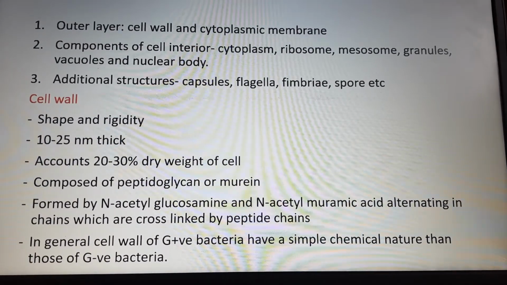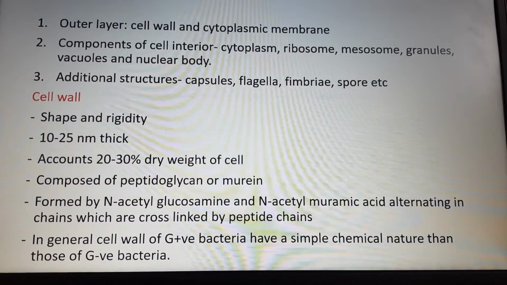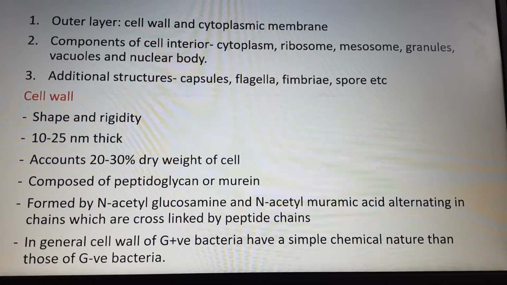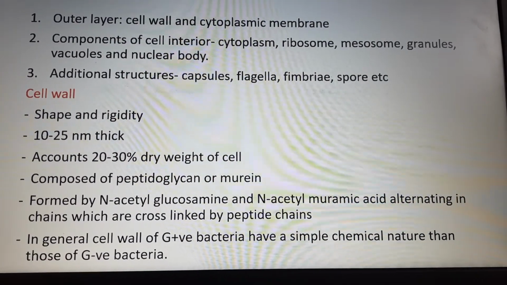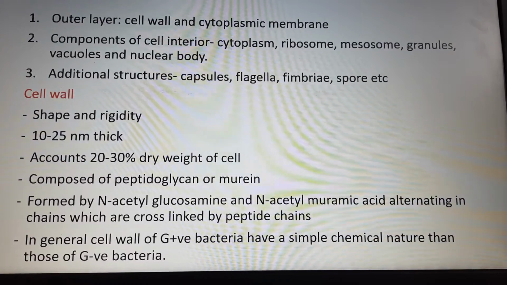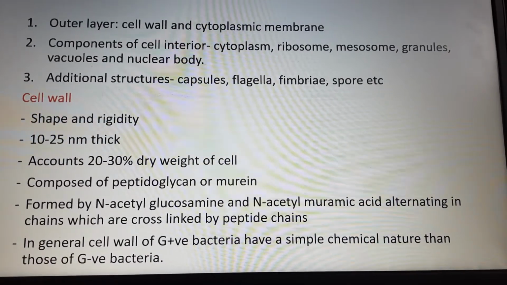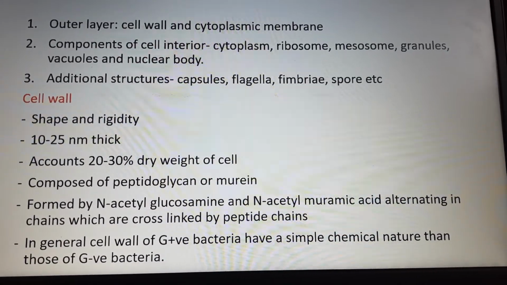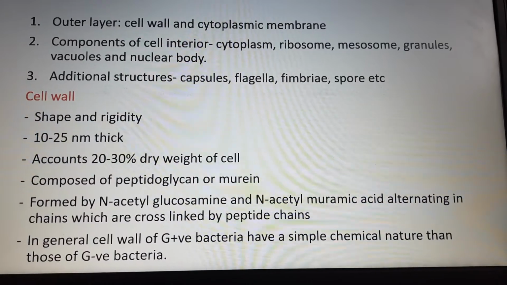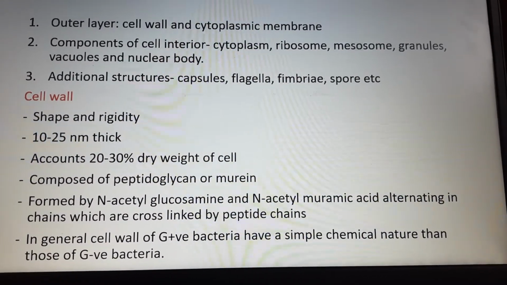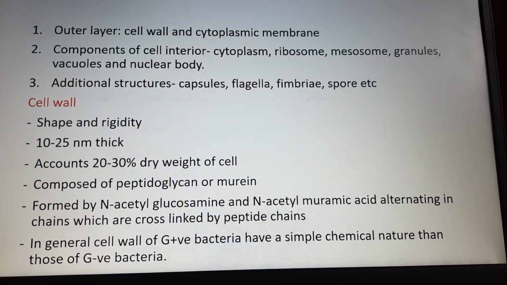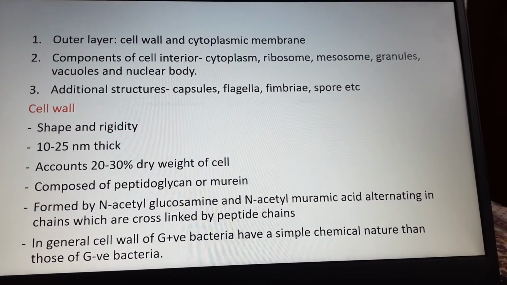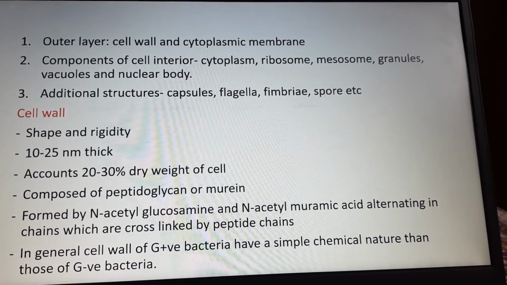First, we will see about the cell wall. The cell wall provides a proper shape and rigidity to the bacterial cell, and it is about 10 to 25 nanometer thick and accounts for 20 to 30 percent of the dry weight of the bacterial cell. It is mainly composed of peptidoglycan or murein, formed by N-acetyl glucosamine and N-acetyl muramic acid alternating in chains which are cross-linked by peptide chains. In general, the cell wall of gram-positive bacteria has a simpler chemical nature than that of gram-negative bacteria.